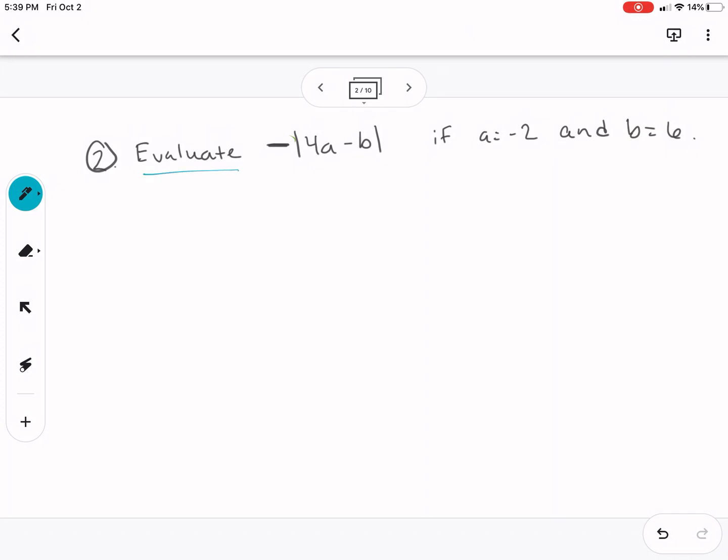Evaluate just means to plug in for your numbers and simplify. So I'm going to plug in negative 2 for A, and I'm going to plug in 6 for B, and then I'm going to start to work this out. So 4 times negative 2 is negative 8. And then negative 8 minus 6 is negative 14.